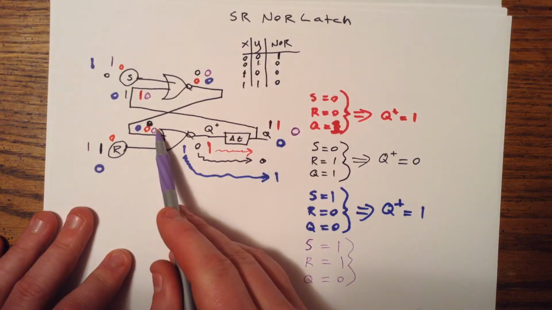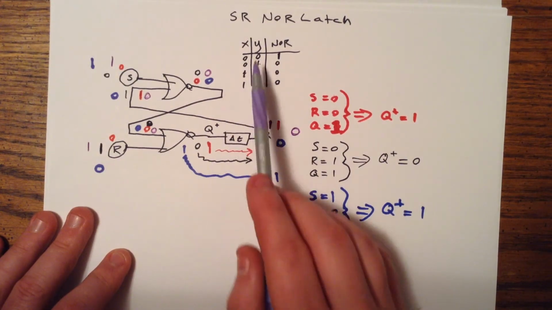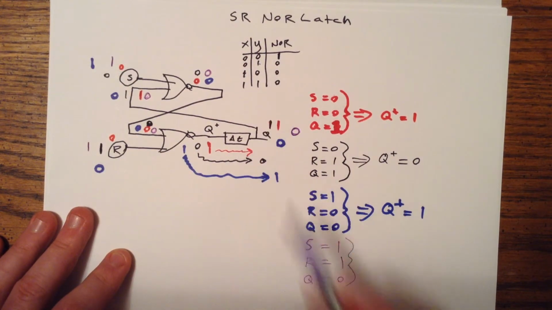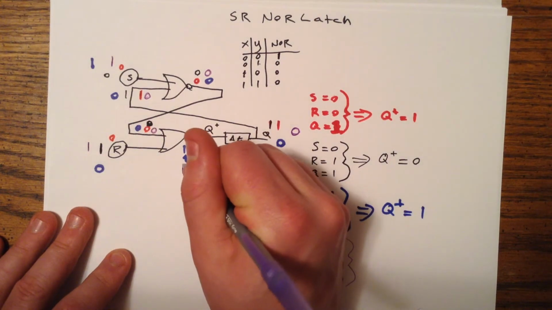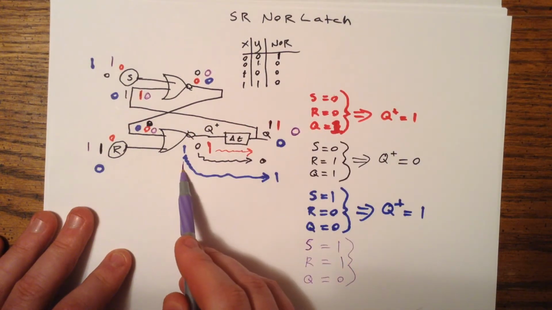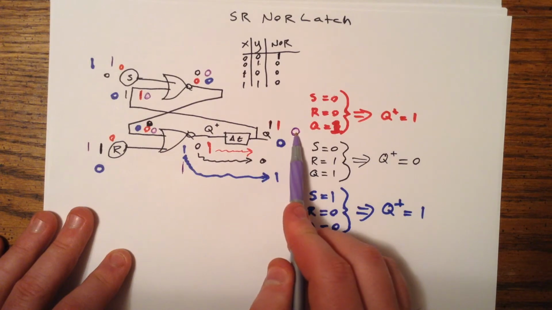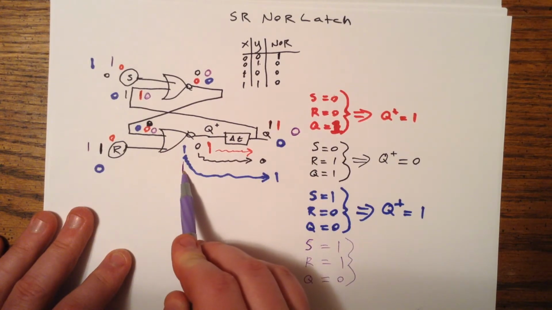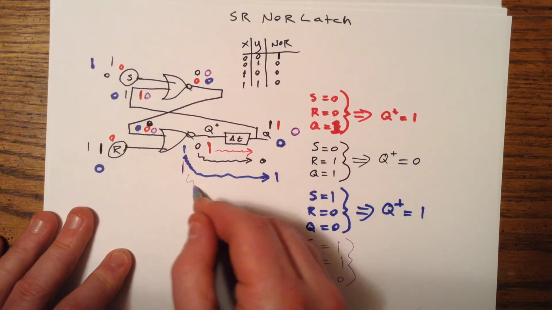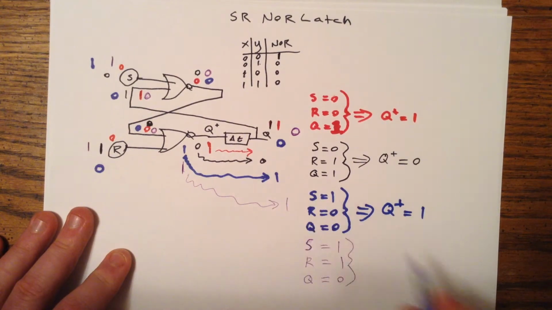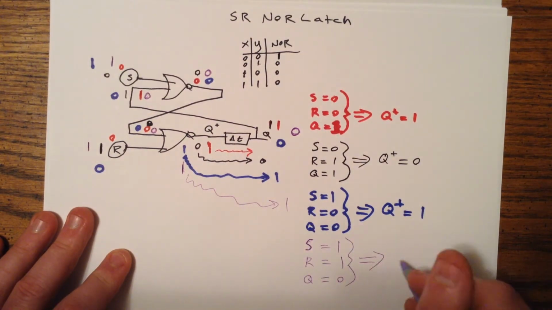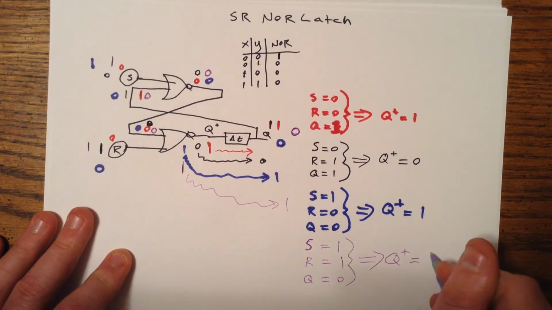So a 0 and a 0 creates a 1, right? 0 and a 0 gives us a 1, which gives us a 1 right here. Which means that our 0 there and our 1 at Q plus means that we bring that over here and we get a 1. So that means that Q plus equals 1.